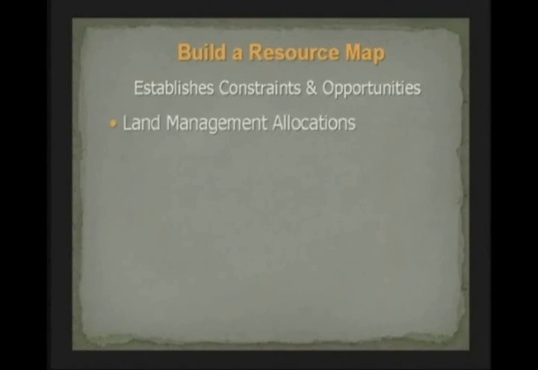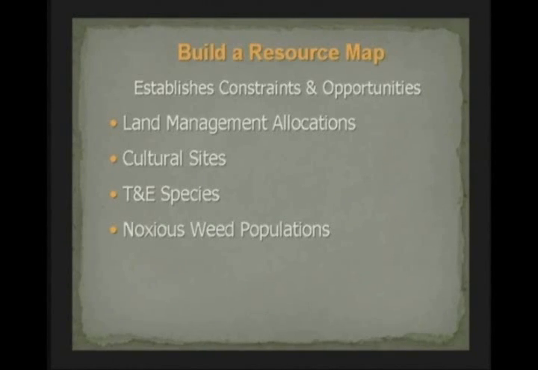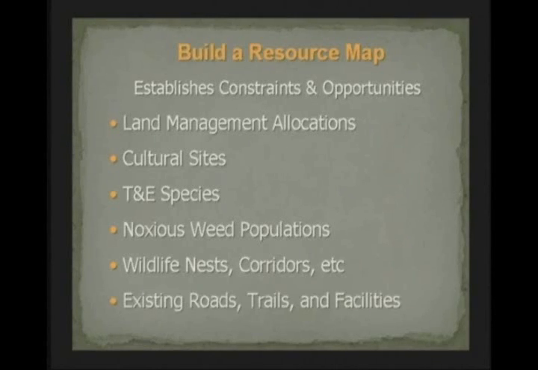What are the existing land management allocations? Where are the cultural sites? Are threatened and endangered species habitat shown on the map? Are noxious or invasive weed populations present? You need to be aware of wildlife critical habitat, nests, corridors, etc. What is the existing infrastructure that may be available for use?